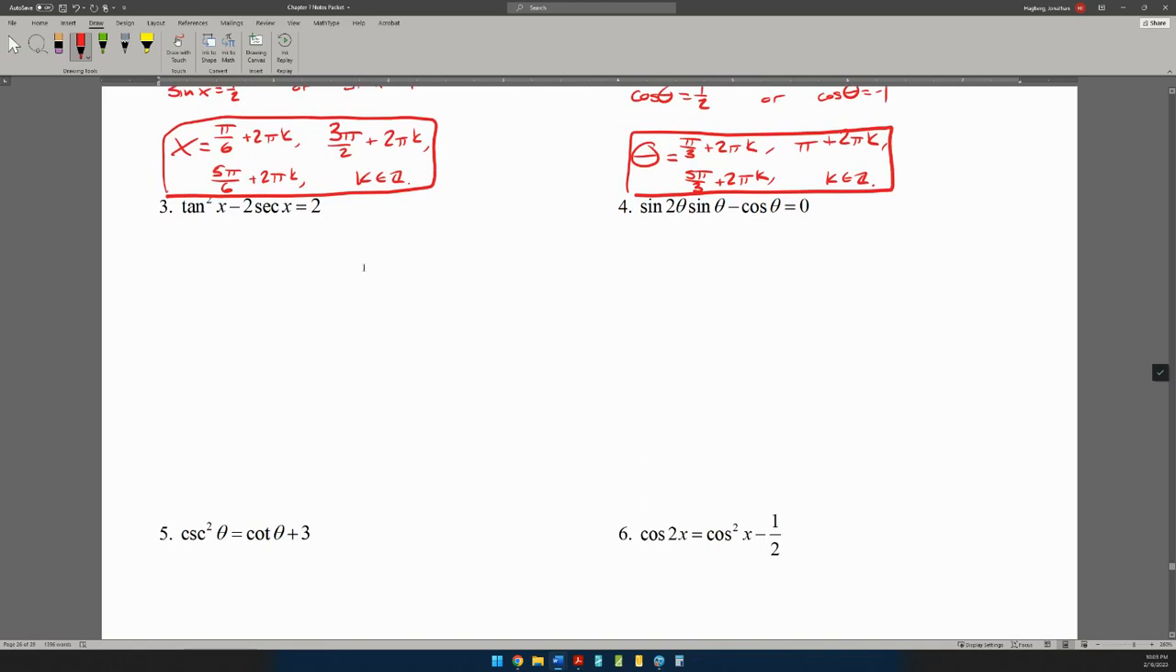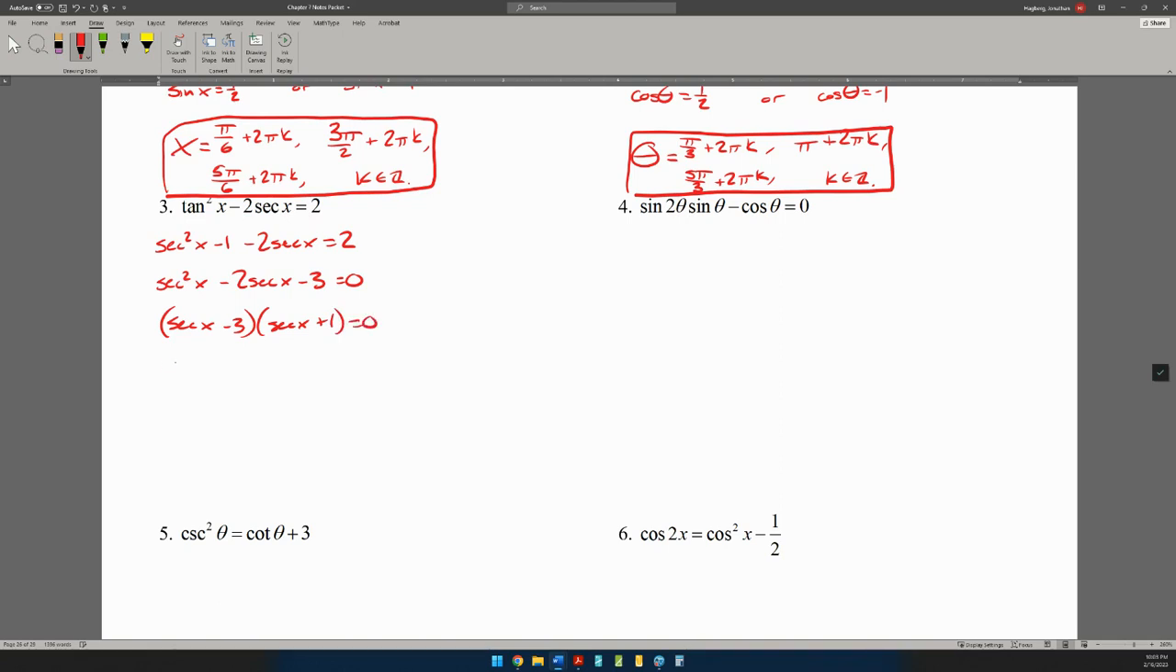All right, number 3. So here we have the tangent squared of theta minus 2 secant x is equal to 2. I'm going to make a substitution for the tangent squared. So I know that the tangent squared is equal to secant squared minus 1. And then we have minus 2 secant x equals 2. Let's bring everything over to the left-hand side and put it in standard form. So we have secant squared of x minus 2 secant x, and then minus 3 equals 0. And then factoring, secant x minus 3, secant x plus 1 equals 0.